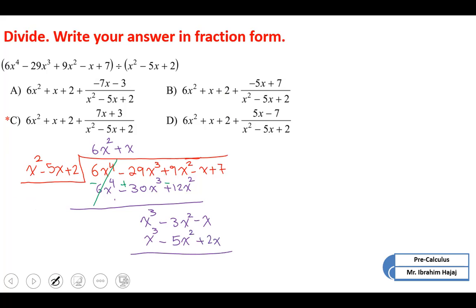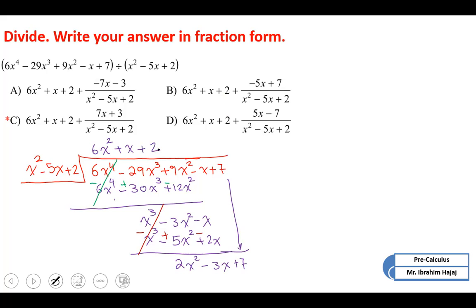And then let's subtract, or change all signs. We cross out x cubed, and adding up gives 2x squared, and negative x minus 2x is negative 3x. Since the degrees are equal, we can continue and drop down the plus 7, and then we have to multiply only by 2.